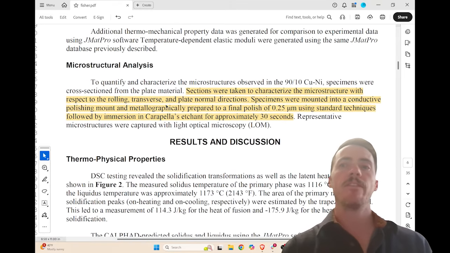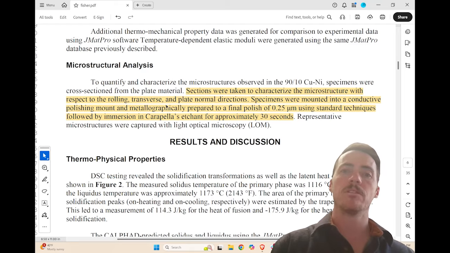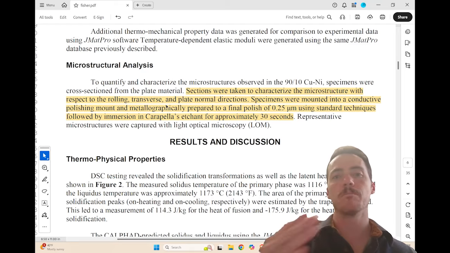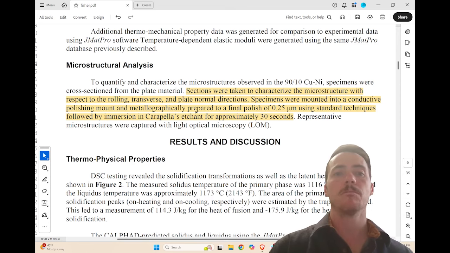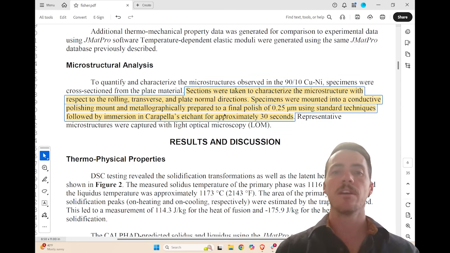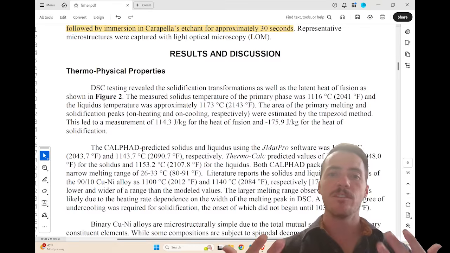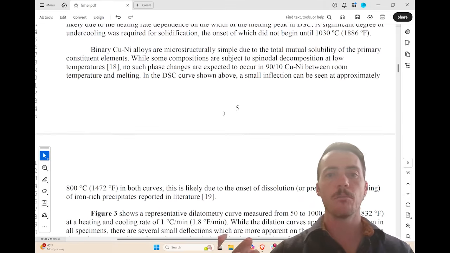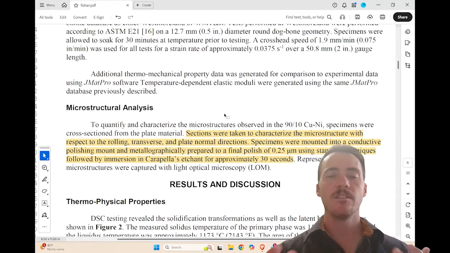And once they've done that, the final thing that they've collected is microstructure data, where they actually took microstructural images, did serial sectioning to look at this in different regions along the rolling, transverse, and plate normal directions. And they were able to do polishing, mounting, metallographic preparation to etch it. They used Carpella's etchant for 30 seconds and reported all of that. All of that is here in this data descriptor article, which is going to be useful for calibrating things like CALPHAD and other models.